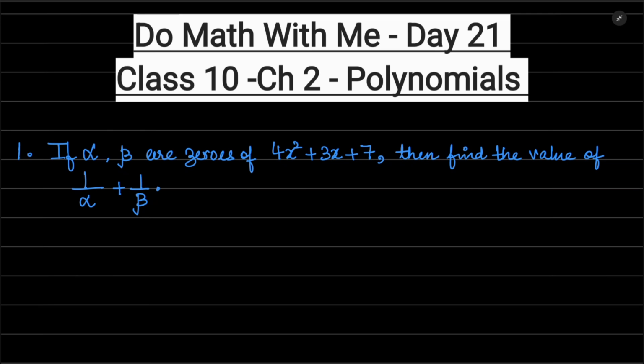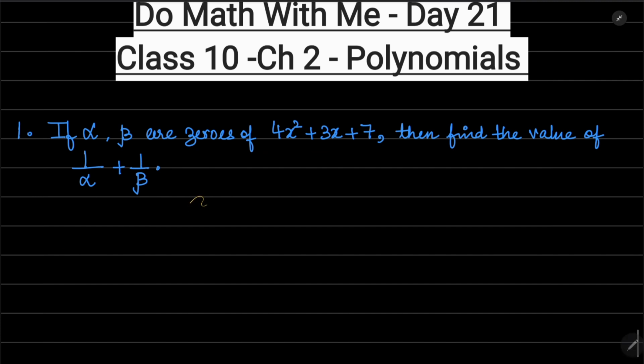The first question for the day is, if alpha, beta are the zeros of 4x square plus 3x plus 7, then find the value of 1 by alpha plus 1 by beta. The minute you see this sentence, that is, if alpha and beta are the zeros of a polynomial, the first thing that you have to do is find the sum of the zeros and the product of the zeros.